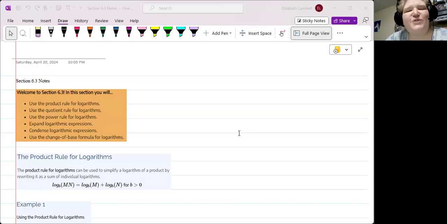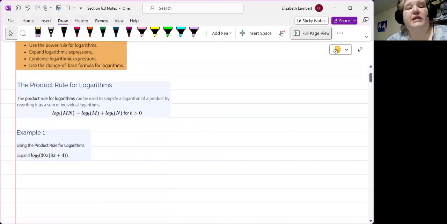Hello, my lovely students. So now we are looking at section 6.3, which is on logarithmic properties. We're going to look at the product rule, quotient rule, and power rule in this video. We're going to look at them singly, then the expand and condense is going to put them all together and do lots of crazy stuff.